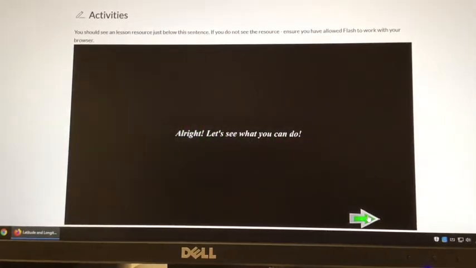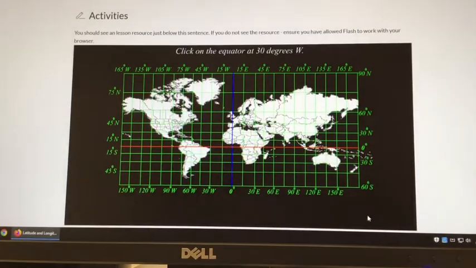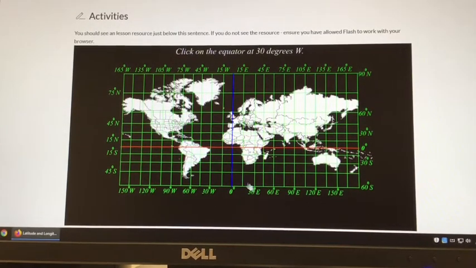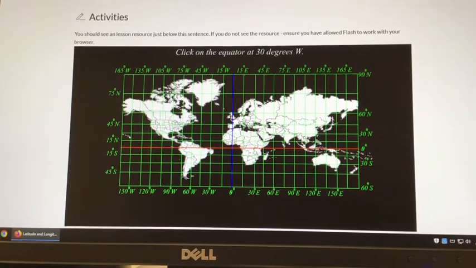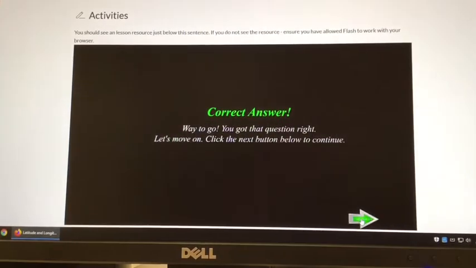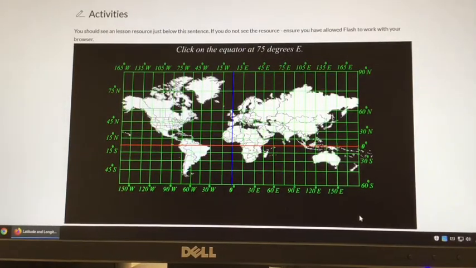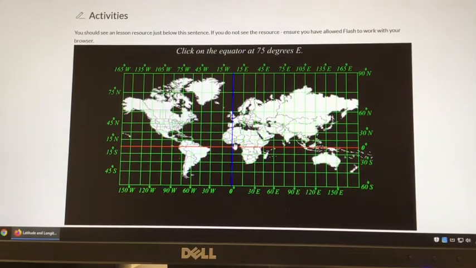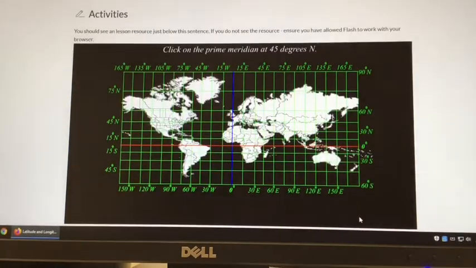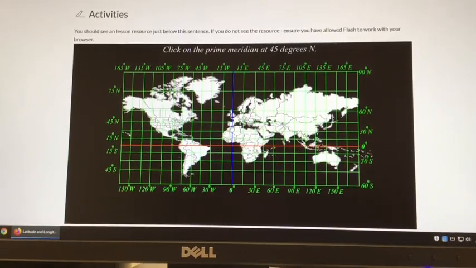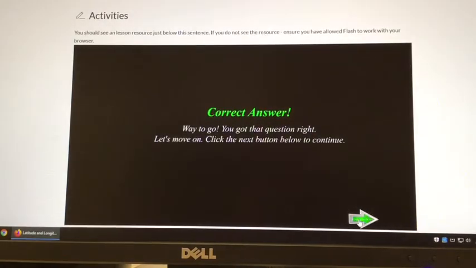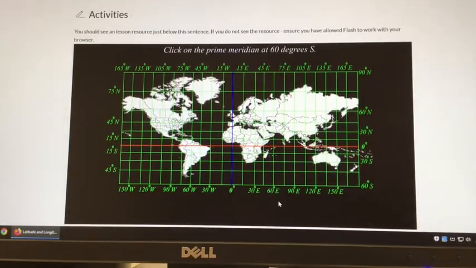All right, let's see what you can do. Click on the equator at 30 degrees. Click on the equator at 75 degrees east. Click on the Prime Meridian at 45 degrees north. Click on the Prime Meridian at 60 degrees south.